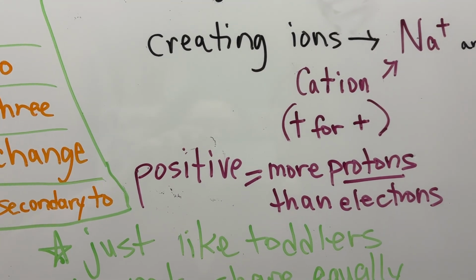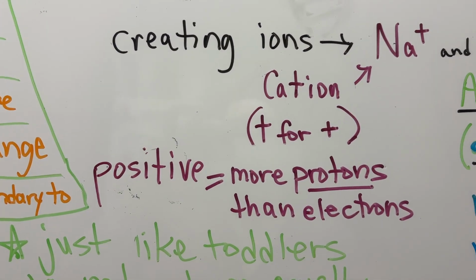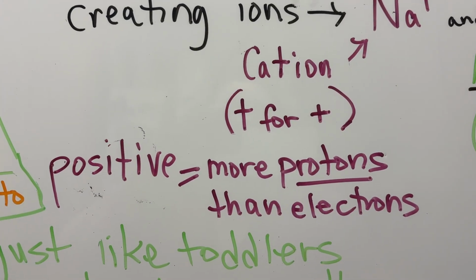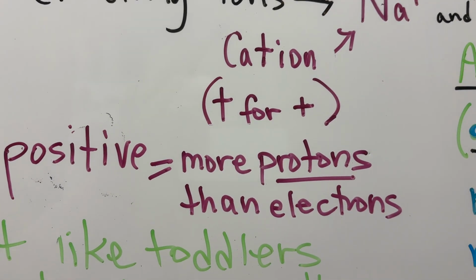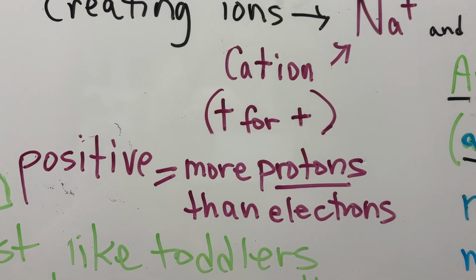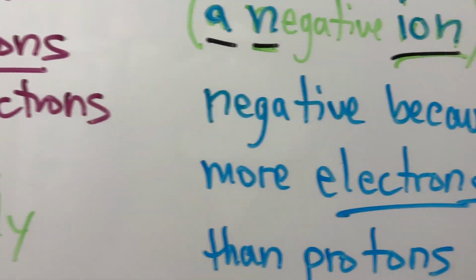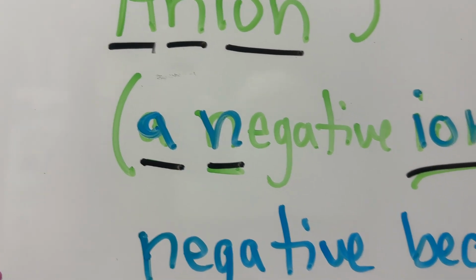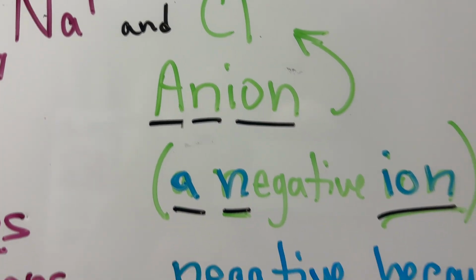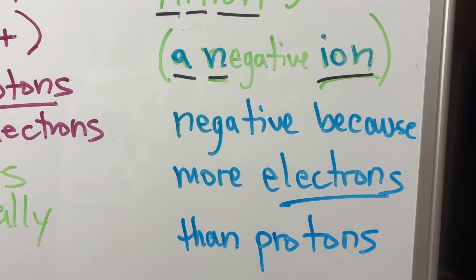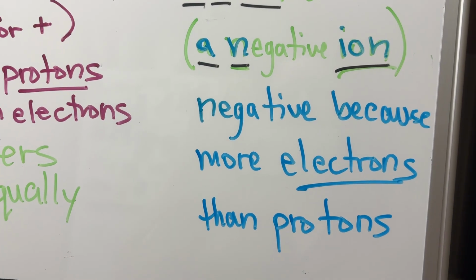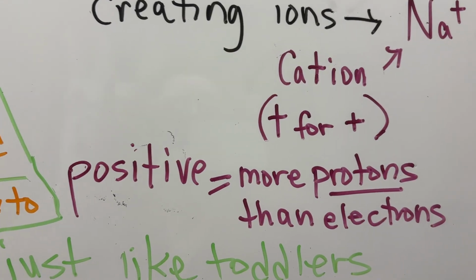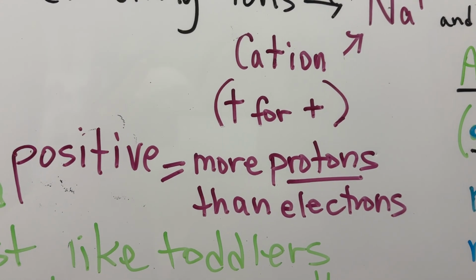Okay. So, cation has a T for positive. Positive means more protons because what are protons? Positively charged particles. What are electrons? Negatively charged particles. So a negative ion, anion, is an ion or an atom that has more electrons than protons. Cations are ions or atoms that have more protons than electrons.